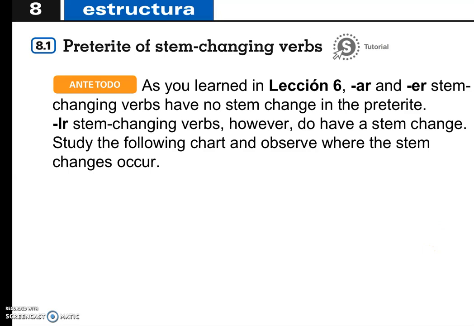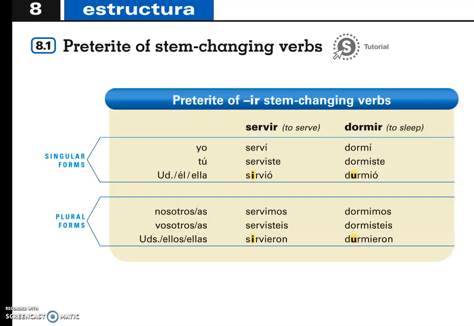As you learned in Lección 6, AR and ER stem changing verbs have no stem change in the preterite. IR stem changing verbs, however, do have a stem change. Study the following chart and observe where the stem change occurs. So here's two stem change verbs, right? So servir in the present tense, if you remember, the E turns to an I.